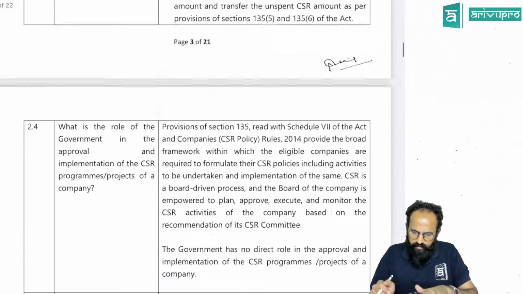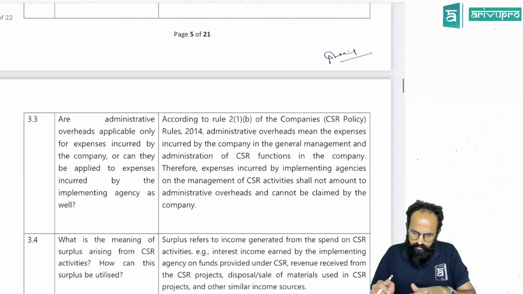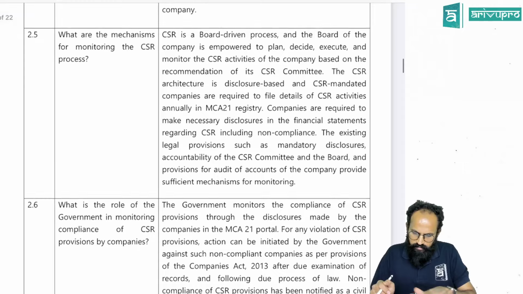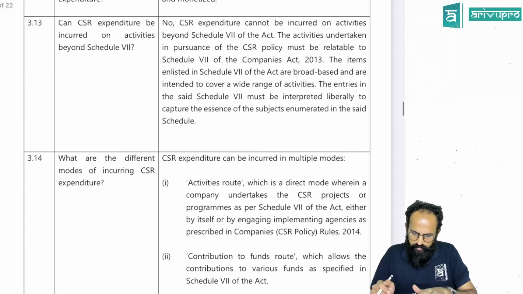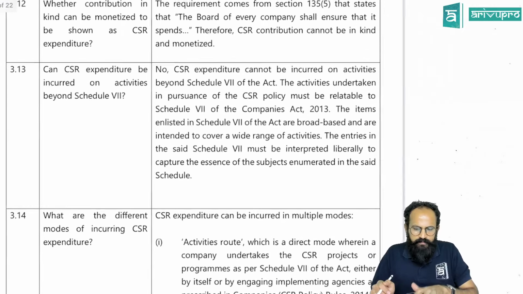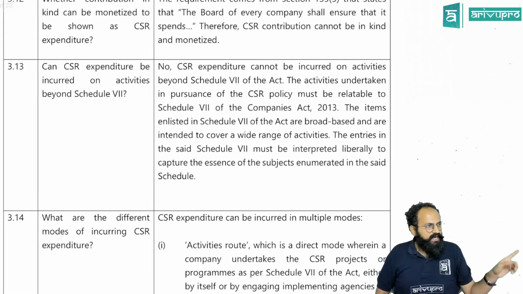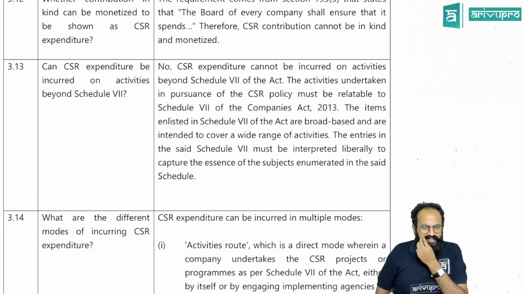Okay, see here, 3.13. See people, this is again an MCA clarification only. Can CSR expenditure be incurred on activities beyond Schedule 7? Look at the answer. No. CSR expenditure cannot be incurred on activities beyond Schedule 7 of the Act. The activities undertaken in pursuance of CSR policy must be relatable to Schedule 7 of the Companies Act.